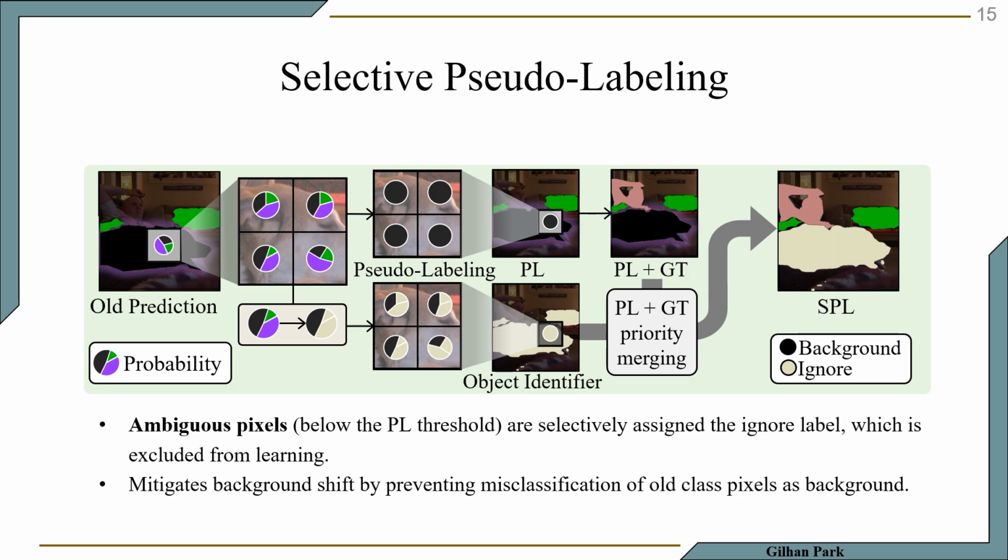Through this process, selective pseudo-labeling allows us to keep the labels that are reliable and filter out the ones that might confuse the model. As a result, the model can learn new classes without forgetting the old ones, which helps to significantly reduce the background shift problem. In short, by applying selective pseudo-labeling, we ensure that the model doesn't misclassify important pixels and maintains its ability to recognize old classes even as it learns new ones.